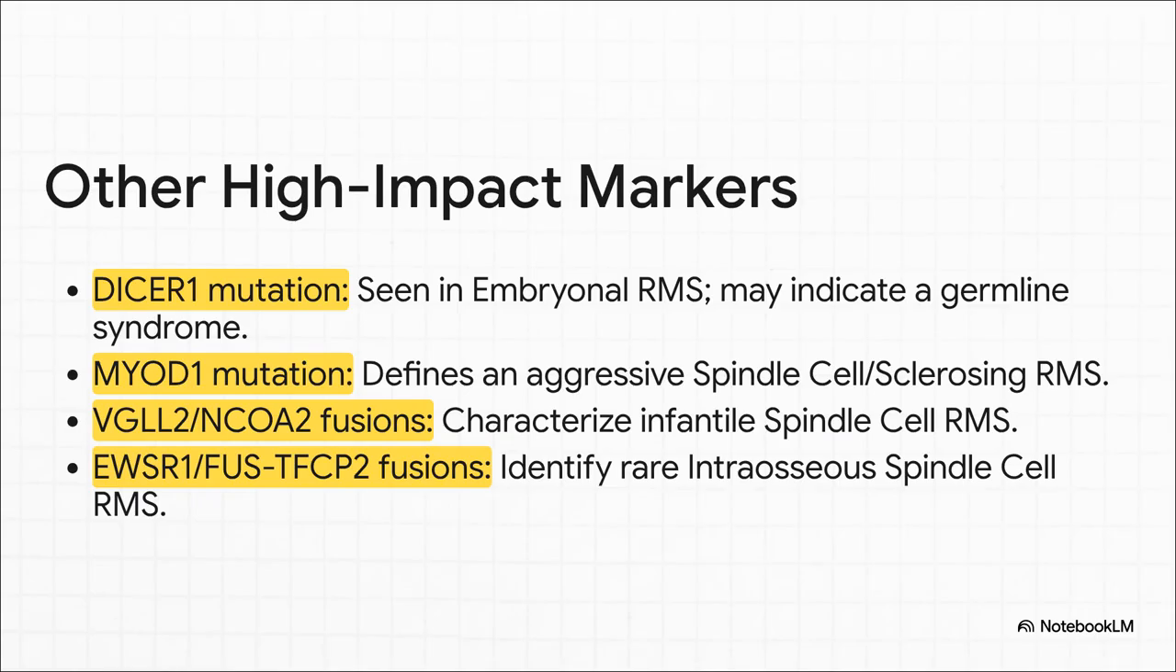So here's a quick rundown of those other key molecular markers we've talked about. A DICER1 mutation might point to a germline syndrome. A MYOD1 mutation, that tells you you're dealing with that really aggressive spindle cell subtype. These markers are just essential for correctly classifying the tumor and giving the full prognostic picture.